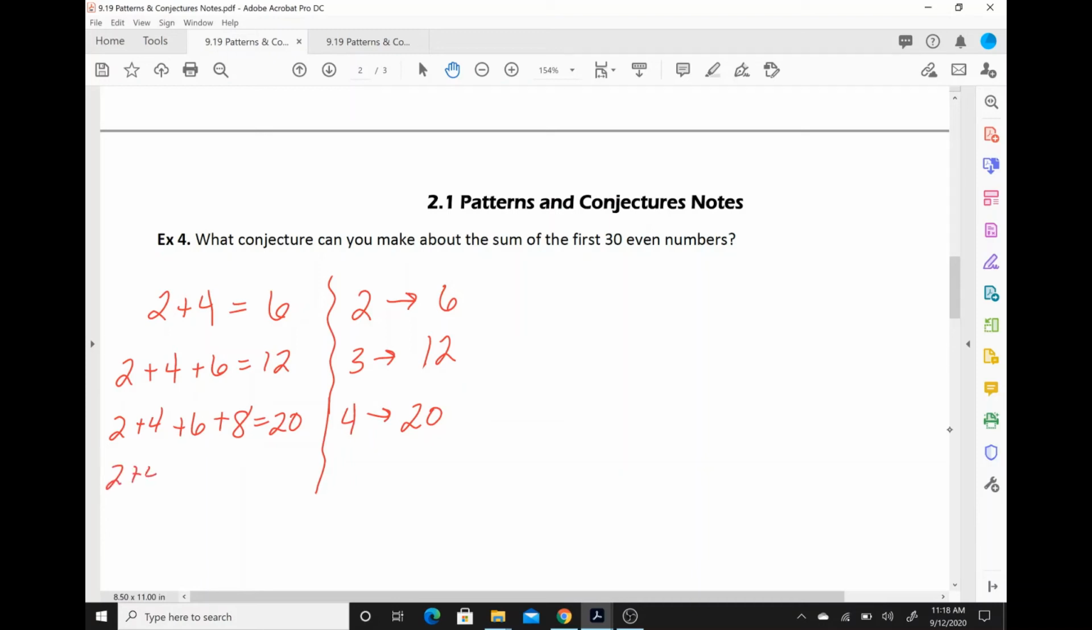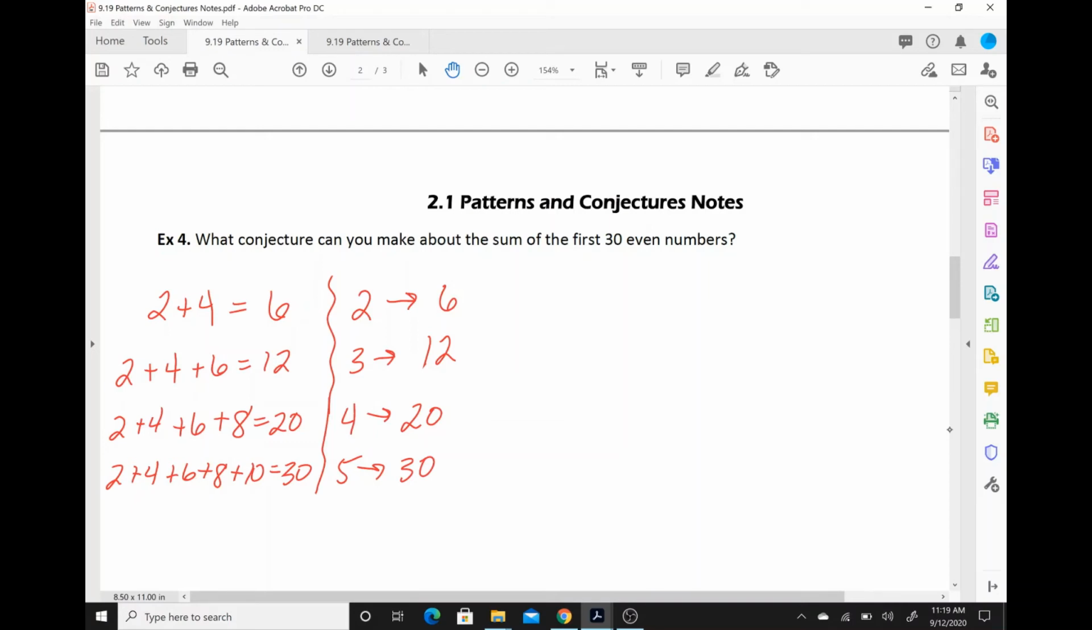2 plus 4 plus 6 plus 8 plus 10. Well, we know 2 plus 4 plus 6 plus 8 is 20, plus 10, that is 30. So we added 1, 2, 3, 4, 5 even numbers, and that gave us 30. Huh. Let's look here. Maybe we see a pattern.